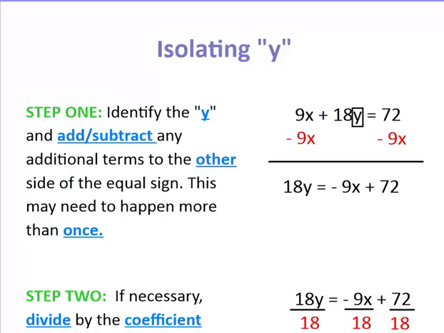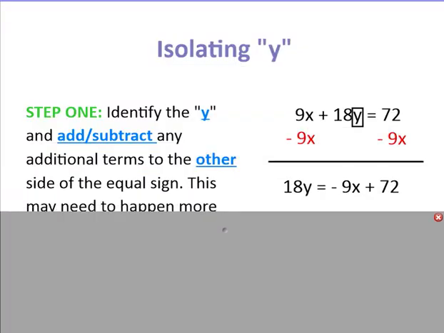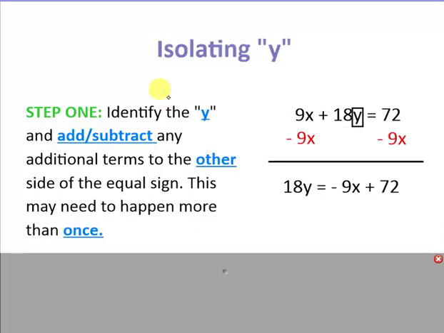So what are the rules for how to do that? Well, step one is we are going to identify the y in the problem, okay? So right here we have 9x plus 18y equals 72. So here is our y, okay? And we're going to, so we identified it. Now we're going to add or subtract, depending on the inverse operation, any additional terms to the other side of the equal sign. So if you remember, we did this with multi-step equations.